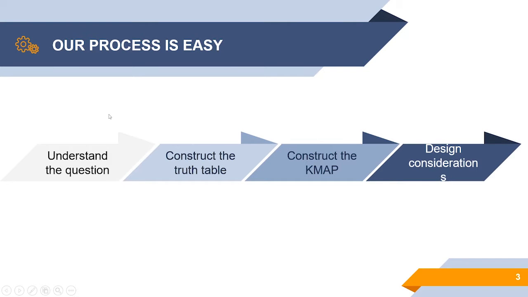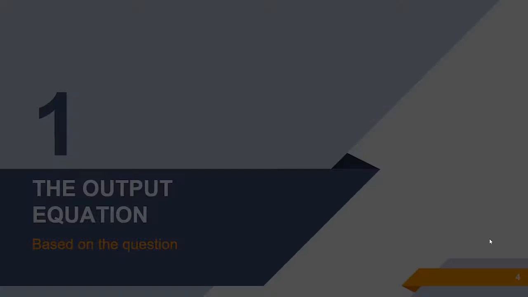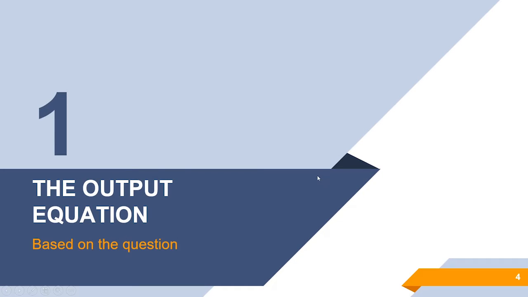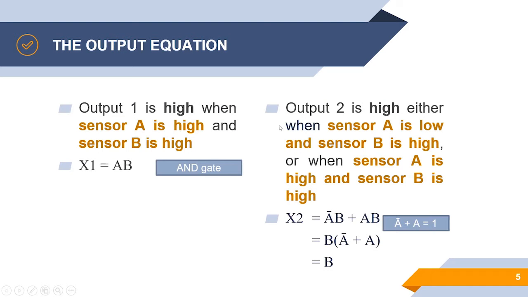This is our process. We understand the question, construct the truth table, construct the K-map, and design consideration. The output equation based on the question: output 1 is high when sensor A is high and sensor B is high. So output x1 equals input A dot input B, so we use the AND gate.